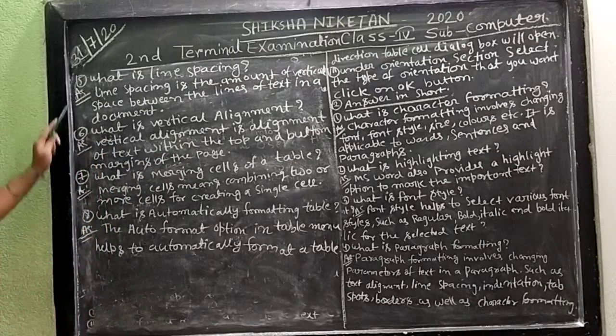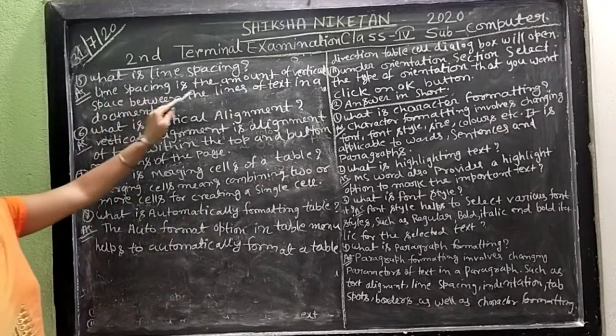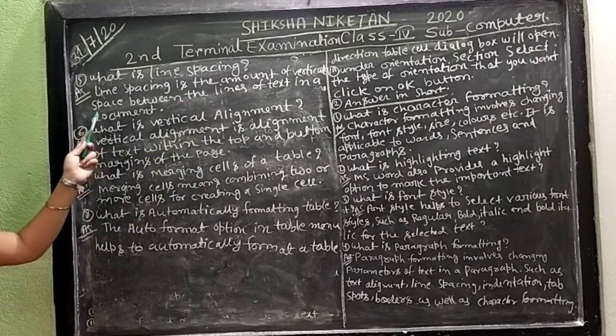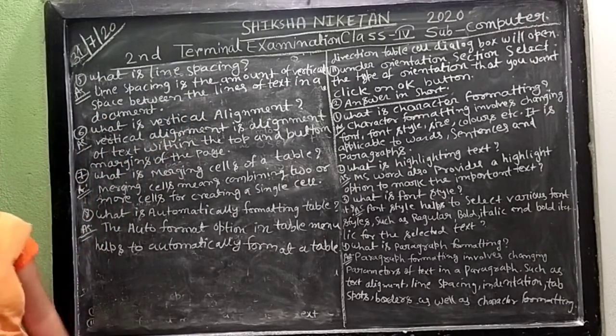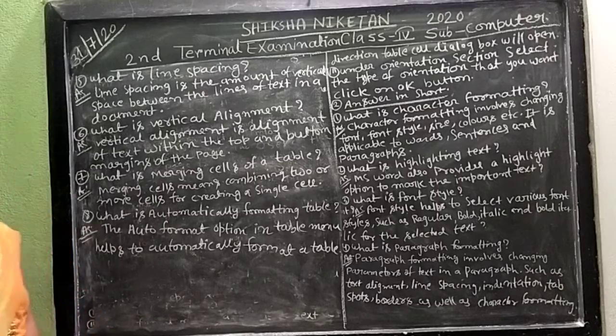Answer is here. Line spacing is the amount of vertical space between the lines of text in a document.